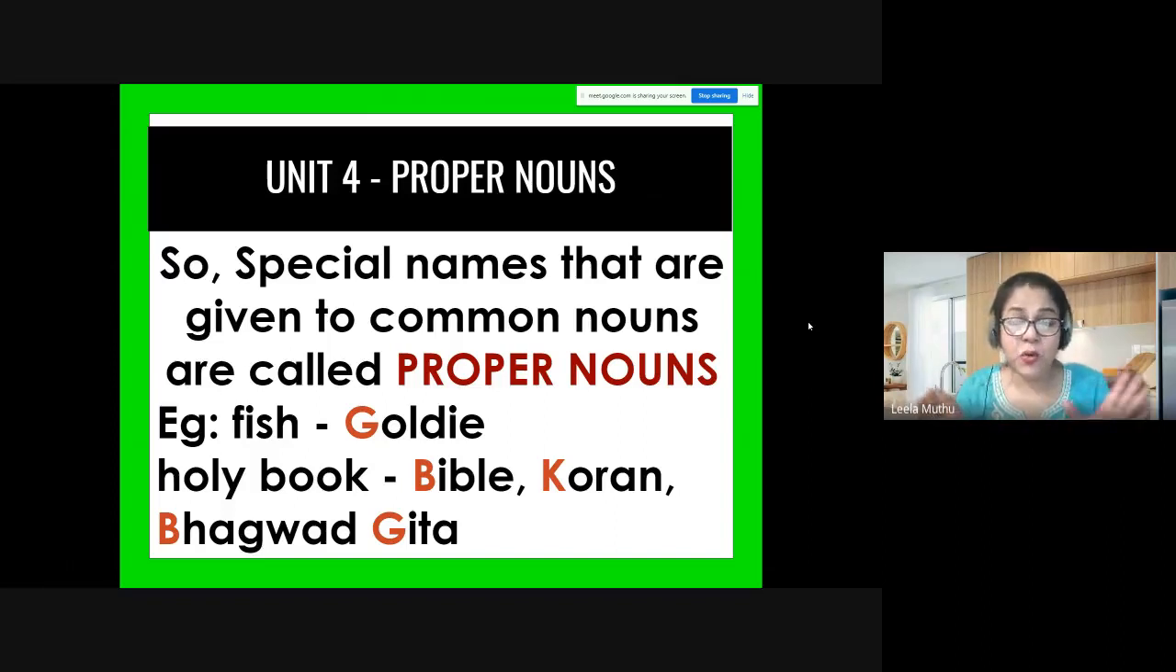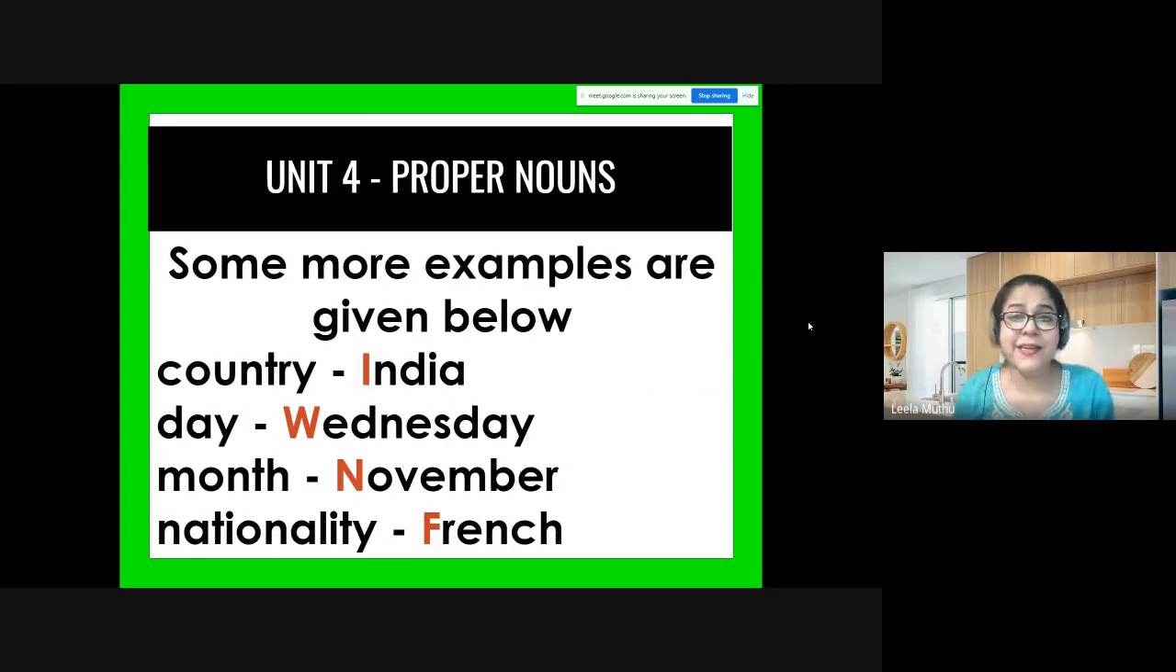Okay? A holy book. There are so many religions all around the world, and all the people who follow different religions have special books called holy books. Okay, and so you have the Bible for Christians, the Quran for Muslims, and you have the Bhagavad Gita, which is a book for the Hindus. Okay, so these books are special names given to holy books, and they are capitalized. Country, India, obviously. Day, Sunday, Monday, Tuesday, Wednesday, and so forth.